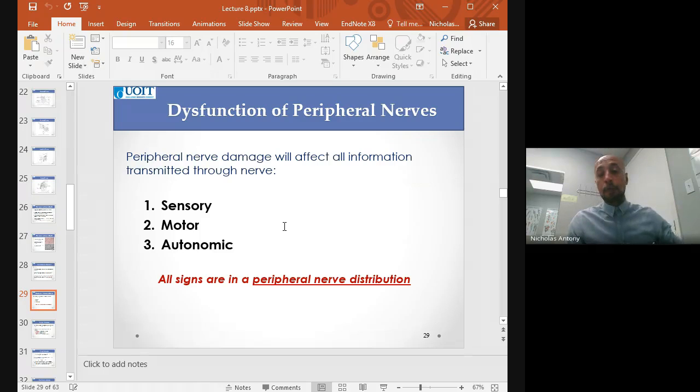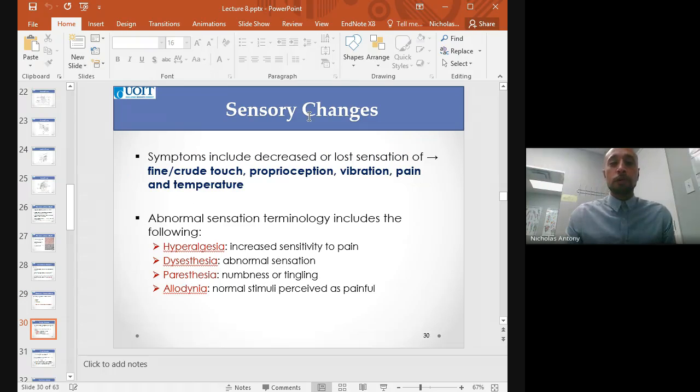Okay, so remember, our peripheral nerves are mixed. So sensory, motor, and autonomic. If you get those issues, they're going to be distributed in a peripheral nerve distribution, not a spinal nerve distribution. Let's say you have a loss of sensory because your median nerve is gone. You're going to have a loss of where that median nerve would go. Okay, so these are some of the sensory changes that you would see.